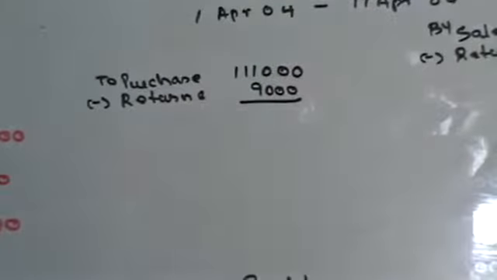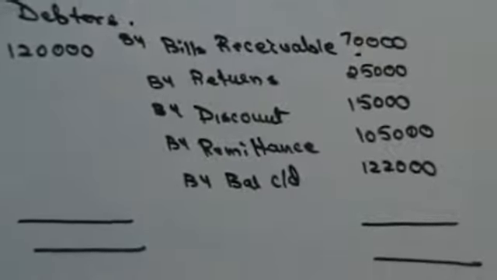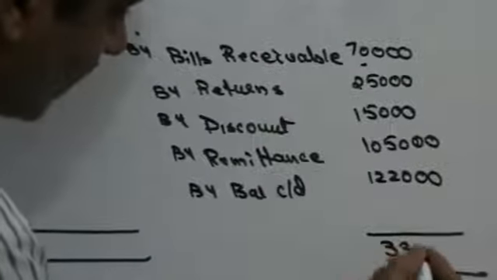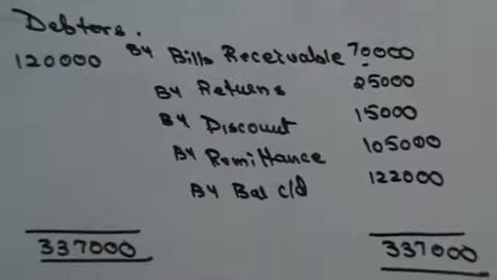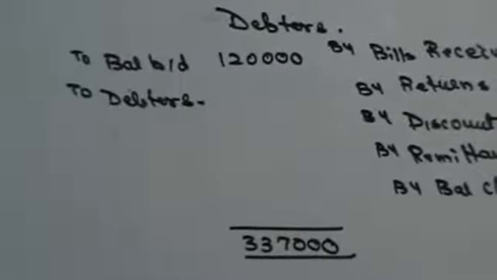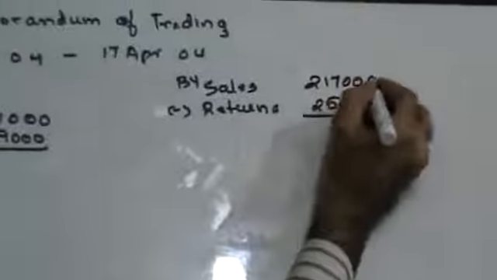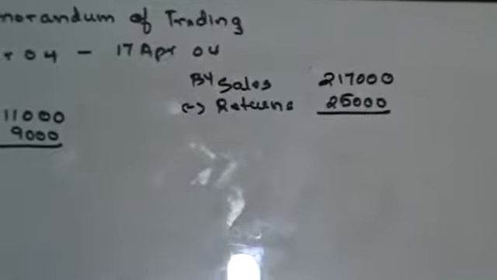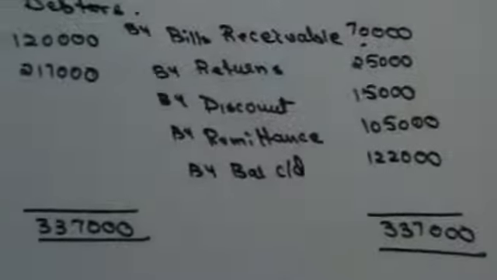Right? Similarly, let's tally the debtors account. If I tally the debtors account, the totaling is 3,37,000. The difference is going to be 2,17,000. This will go in trading account on the credit side as sales. This is my credit sales, 2,17,000. Right? So this is again your balancing figure of debtors.